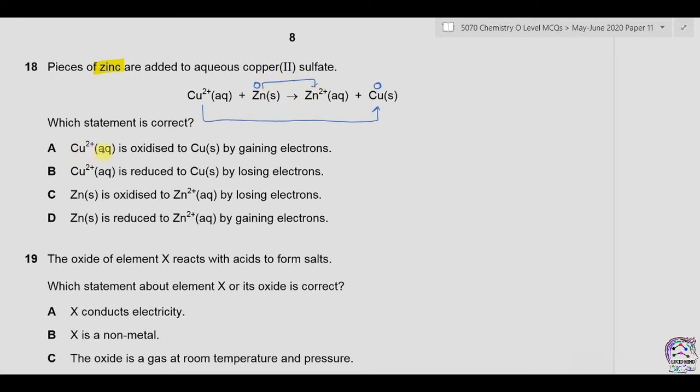So option A, copper +2 is oxidized to copper by gaining electrons. Actually, whenever it moves from +2 to 0, it is not oxidation, it is reduction. Reduction is by gaining electrons, so therefore it is incorrect. Option B, zinc solid is oxidized to zinc +2 by losing electrons. This one seems to be correct. Zinc is reduced to zinc +2. This is wrong. So the only correct option is B.